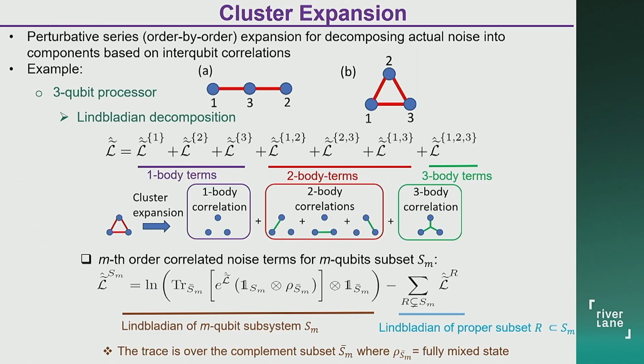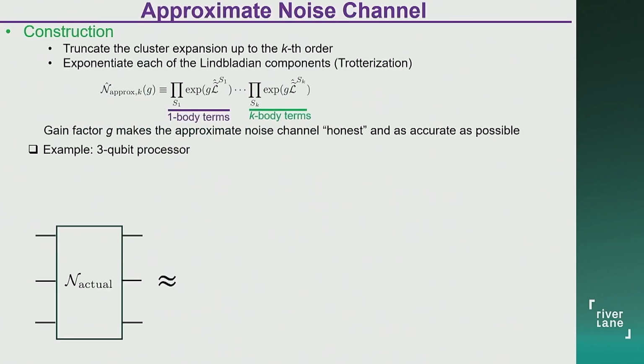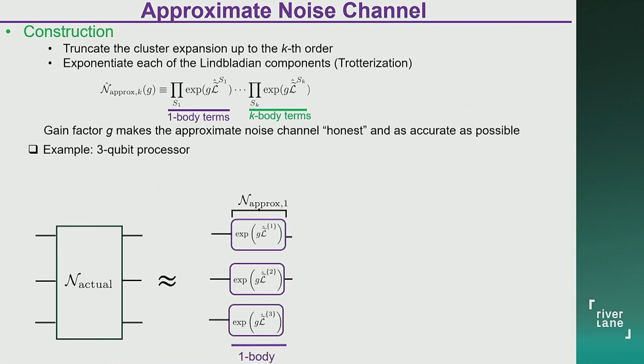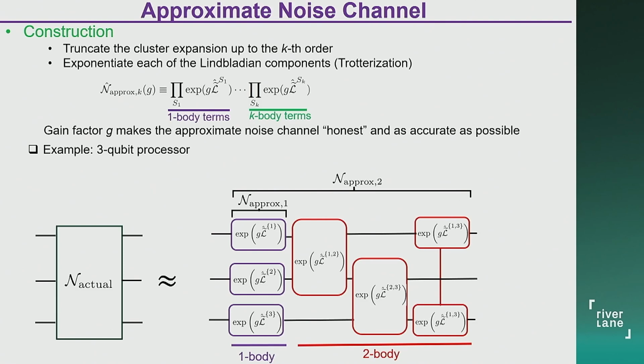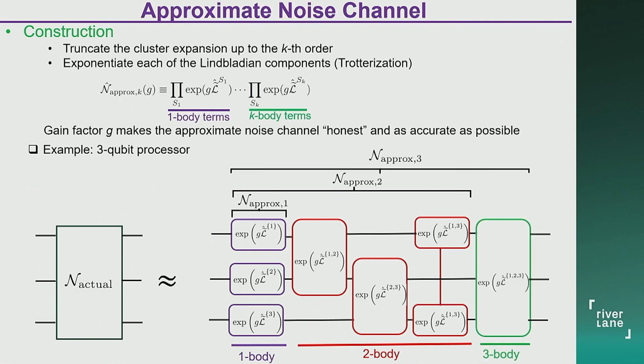And next, using these decomposed Lindbladians, we can construct the approximate noise channel by simply truncating the cluster expansion up to the k-th order, if you want to get a k-th order approximate noise channel, and then you exponentiate each of the Lindbladian components. So for example, the first order approximate noise channel is obtained by just taking all the first order terms. If you want to get the second order approximate noise channel, you include all the terms up to the second order and so on and so forth.